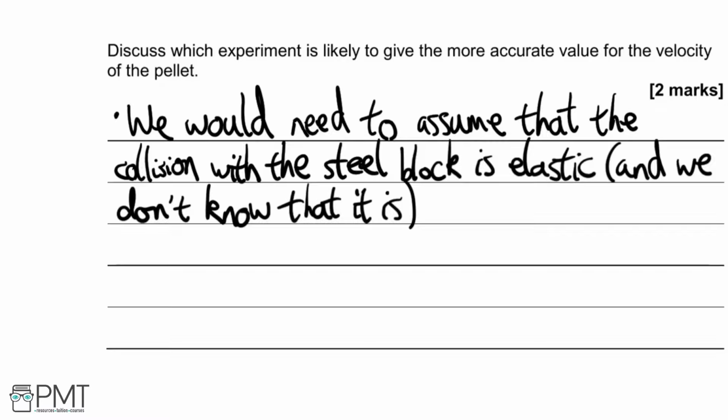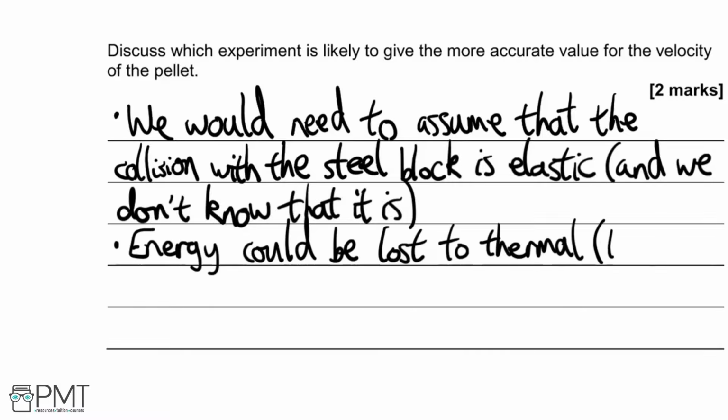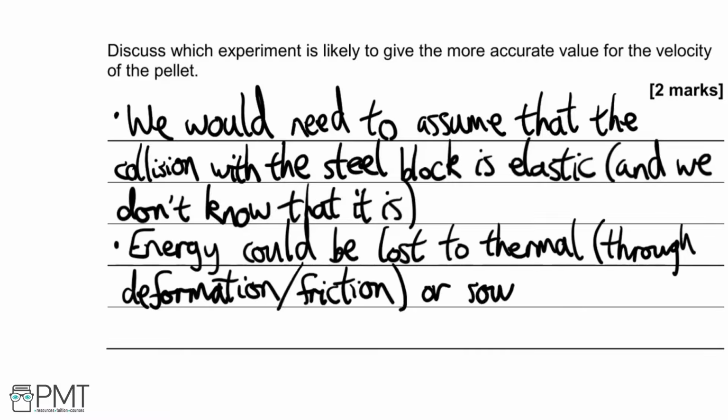So the second point to say is what I said earlier about ways in which the energy could be lost through the fact that it's not a perfectly elastic collision. So some examples. Thermal energy loss or heat through deforming the bullet or the block, or just friction. And then also it would make a sound when it collides, quite a loud sound as well.